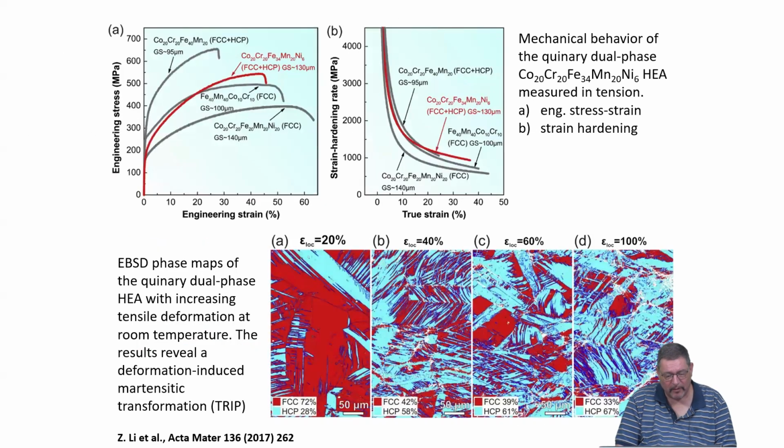That they are very beneficial can be seen here. So this is engineering stress, engineering strain. And you can see here's a nice dual phase high entropy alloy which consists of FCC and HCP. By the way, are FCC and HCP related? Yes, exactly.